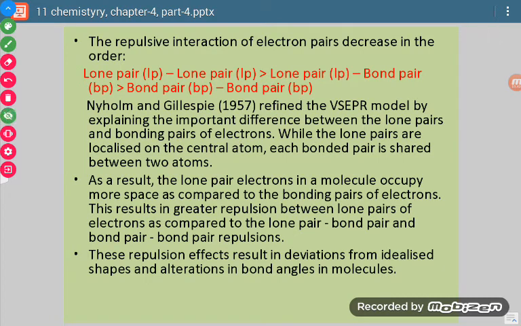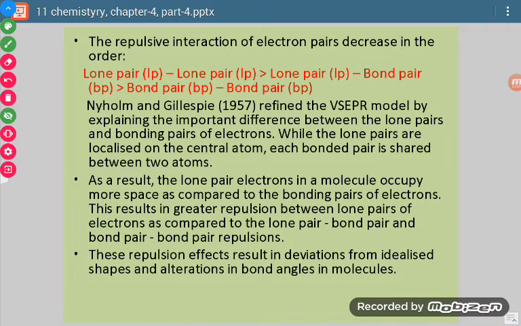Now, as we said, there is repulsion between the electron pairs. Electron pairs are of two types: lone pairs and bond pairs. A lone pair is represented as Lp and a bond pair is represented as Bp. The magnitude of repulsive forces is in the order: Lp-Lp is maximum, Lp-Bp is after that, and Bp-Bp is minimum. Means the repulsive force follows the order lone pair-lone pair is greater than lone pair-bond pair, which is greater than bond pair-bond pair.